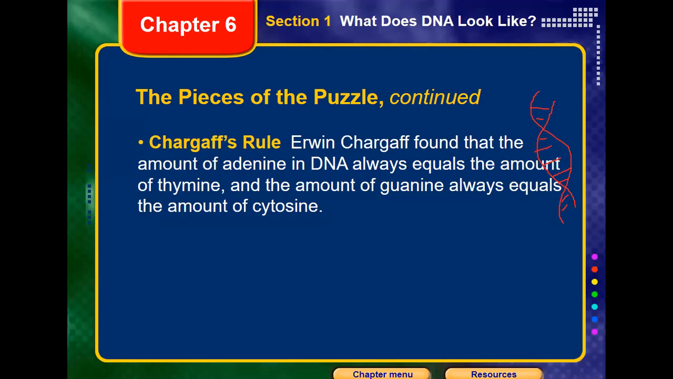So A equals T, C equals G. Okay, that is always the result. So he said it's Chargaff's rule. And like this, that is the first thing we know about the structure of the DNA: adenine always pairs equal to thymine and cytosine equal to guanine. That was not enough to have a very clear image of the structure of the DNA.